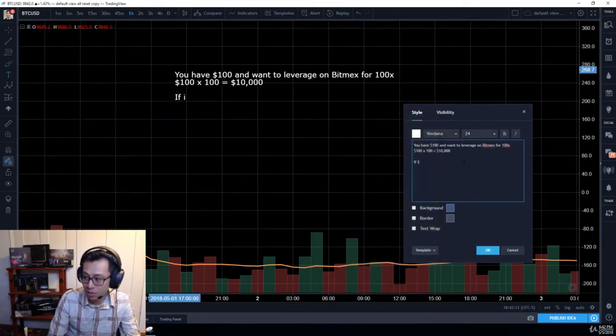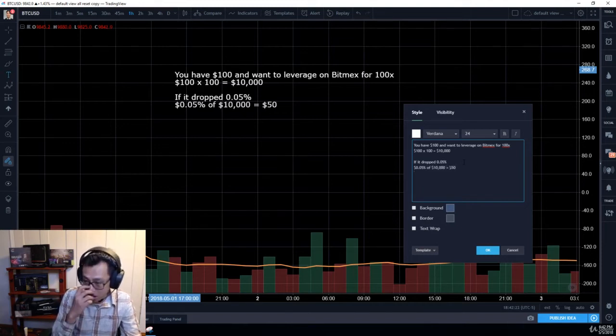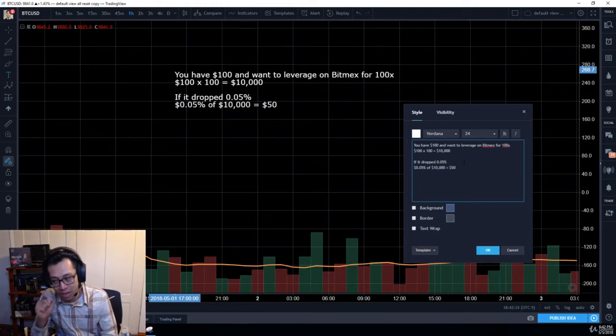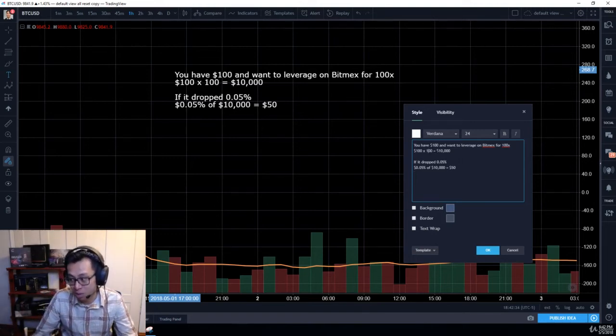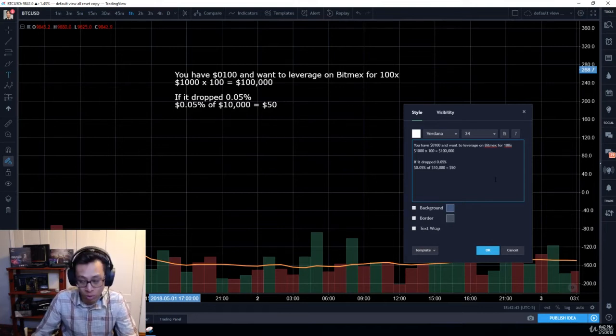So if it dropped 0.05%, which is half of a percent, then 0.05% of $10,000 is equal to 50 bucks, okay? If the coin dropped $50, you would have actually been liquidated already. Simple as that. Now let's just say you were playing $1,000. So now you can leverage 100 grand. Ooh, you can leverage 100 grand.